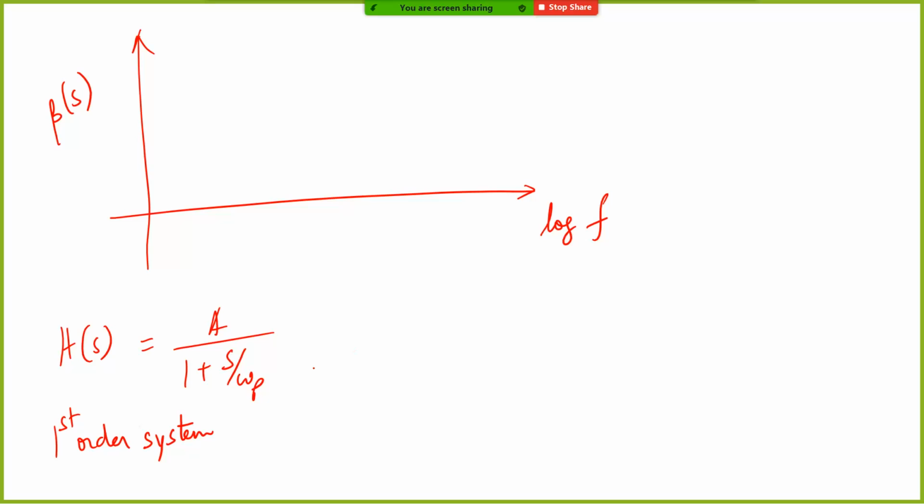So the pole frequency will be when you equate the denominator of S to 0, correct? I think you would have studied this. Have you come across this in network analysis? In order to find the poles of the system, you equate the denominator to 0. So if you equate the denominator to 0, here you have S is equal to minus omega P. This is the pole of the system, correct?